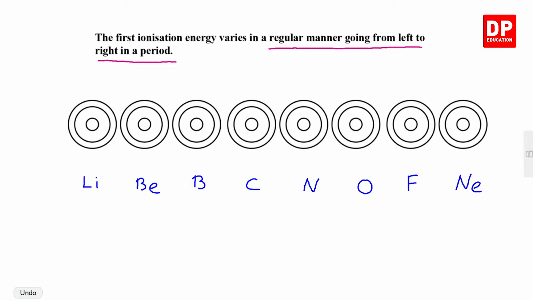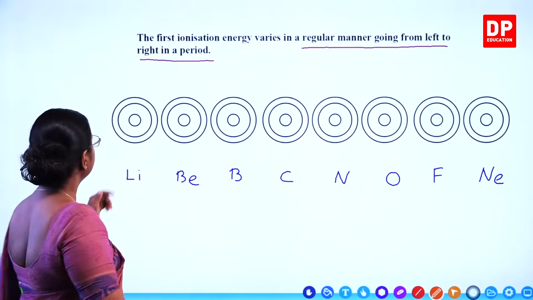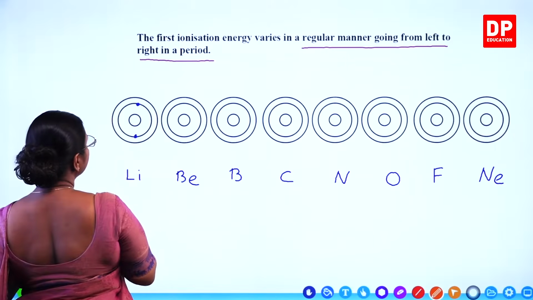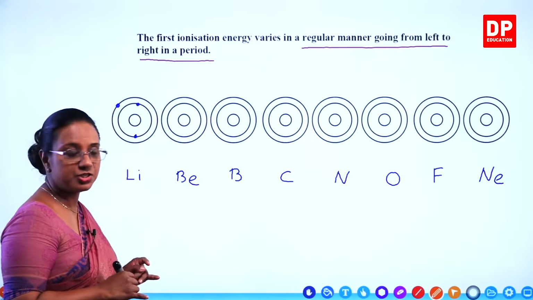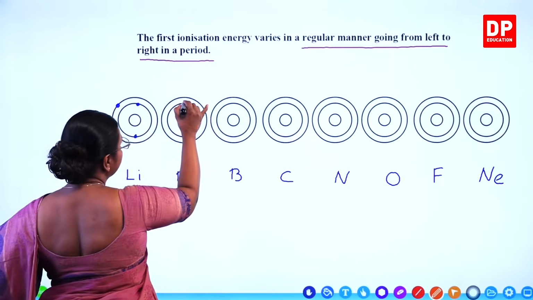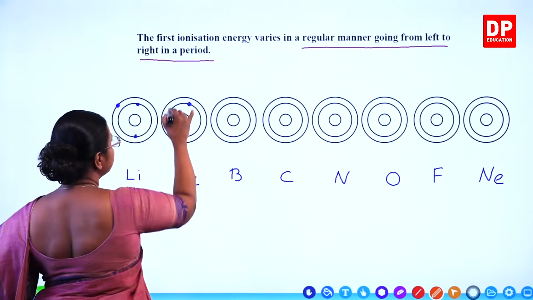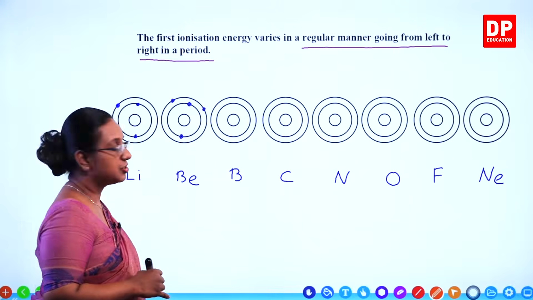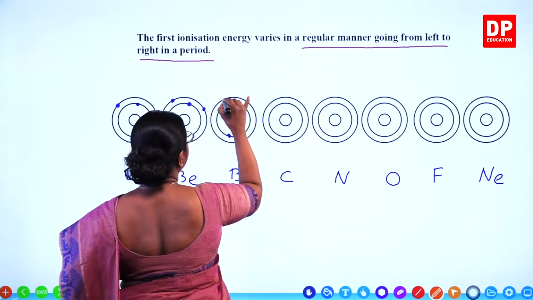Now we will fill up the electrons to these atoms. Lithium has 3 electrons, so it will have 2 in the first shell and 1 in the second shell. If we take beryllium, atomic number 4, so 2 electrons in the first shell and 2 electrons in the second shell. Boron 2, 3.